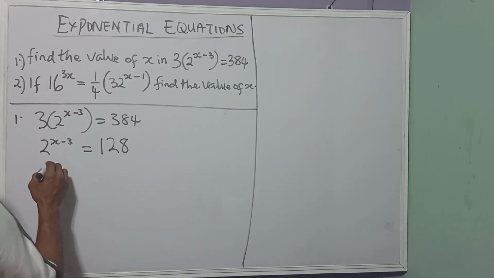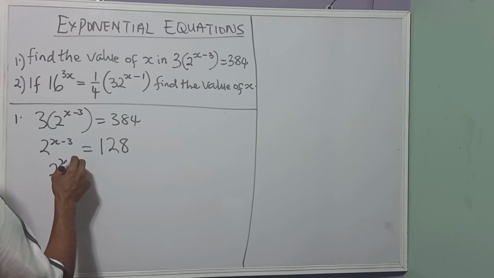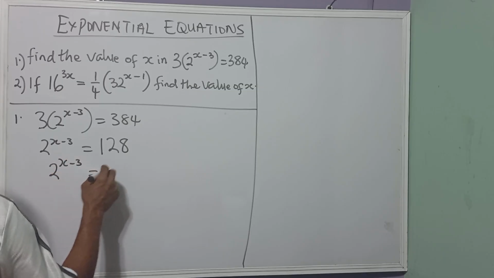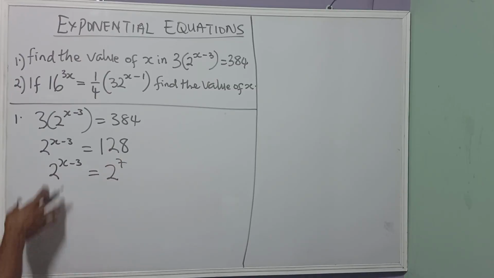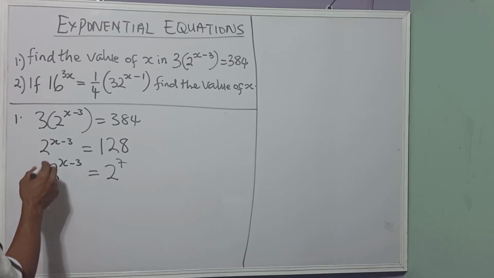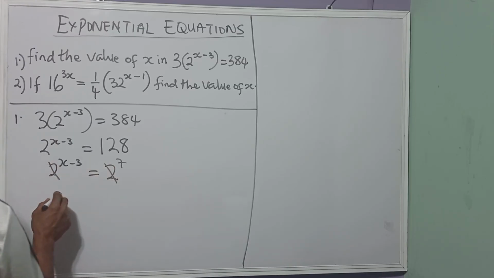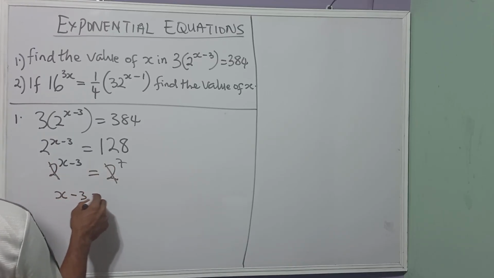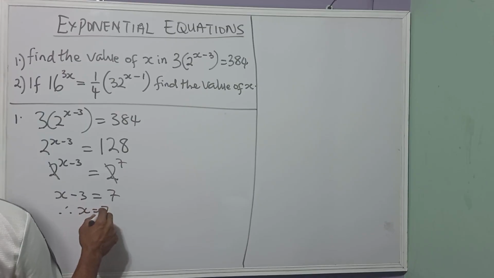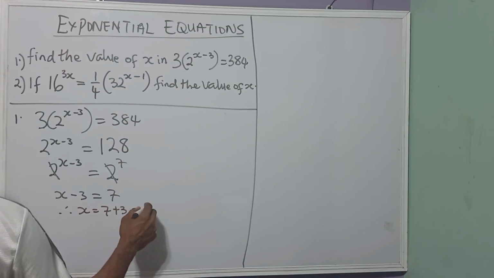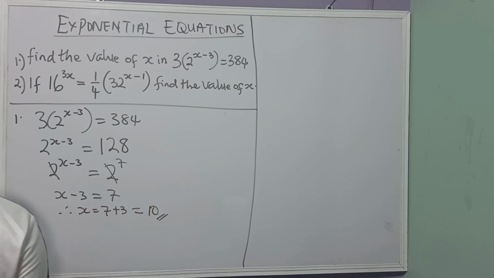So we can write this as 2 raised to the power x minus 3 equals 2 raised to the power 7. Now we have equal bases, so we can equate them, leaving us with x minus 3 equals 7. So therefore, x equals 7 plus 3, which gives us 10. So our x equals 10.